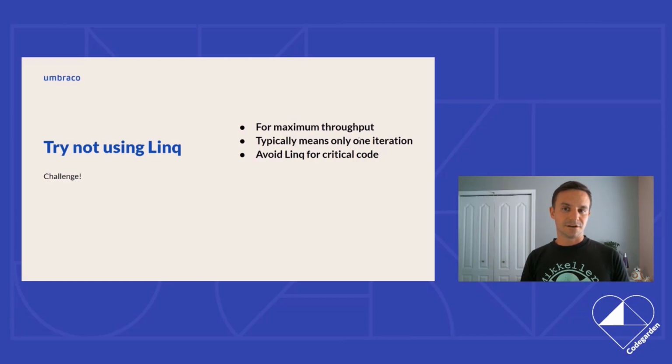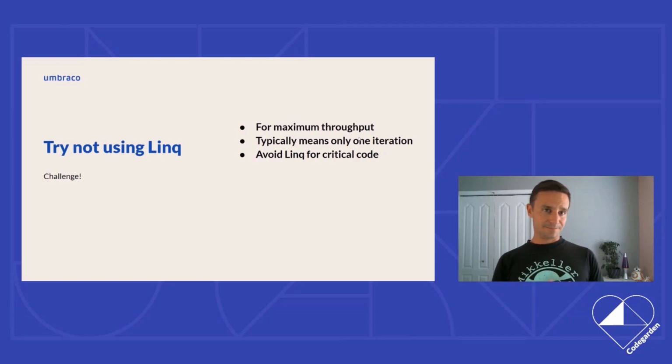And here's a challenge for you. Try not using LINQ at all. We talked about critical code before. A lot of people will have rules set up where if it's critical code, you're not allowed to use LINQ. And if you try not to use LINQ, you'll notice that you end up probably only iterating a collection one time instead of by accident, maybe 10 or 20 times. So if you want a challenge, try not to use LINQ and see how you go. I know LINQ is very easy and it's good, so I'm not saying don't use it ever. I'm just saying for critical code paths, try not using it.